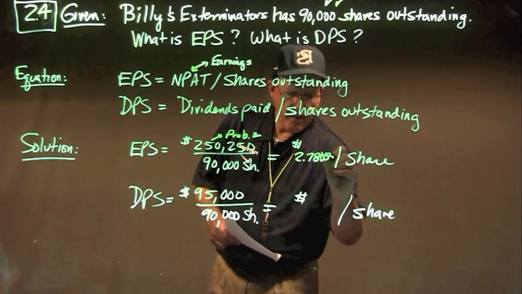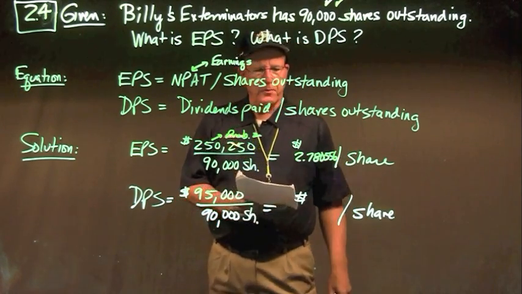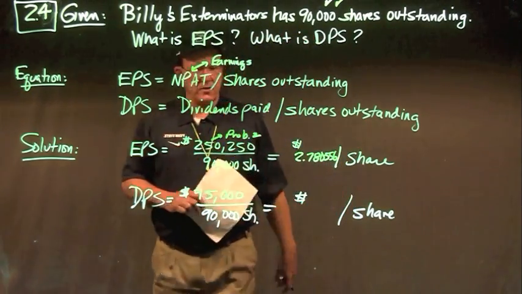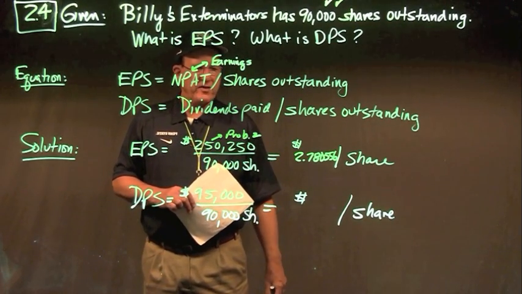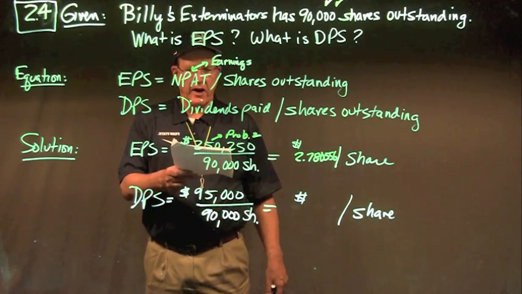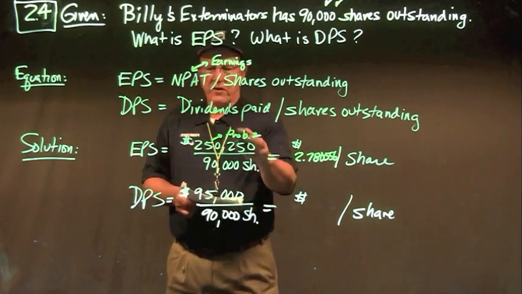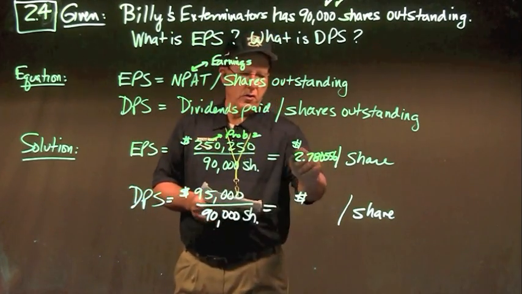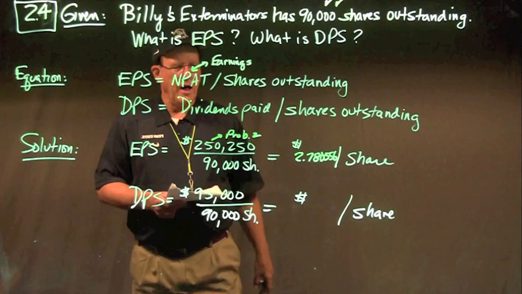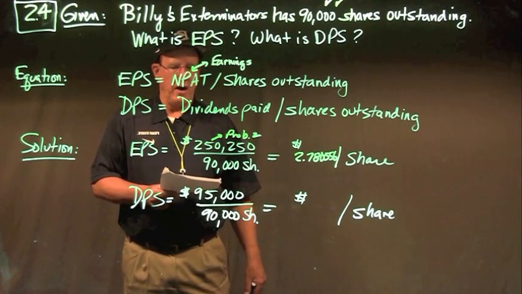$2.780556 per share, dollars per share. And again, I can squish that back to $2.78 a share. Note, very important to include units. Earnings are dollars per share. So at the end here, I'm going to put $2.78 per share as my answer.